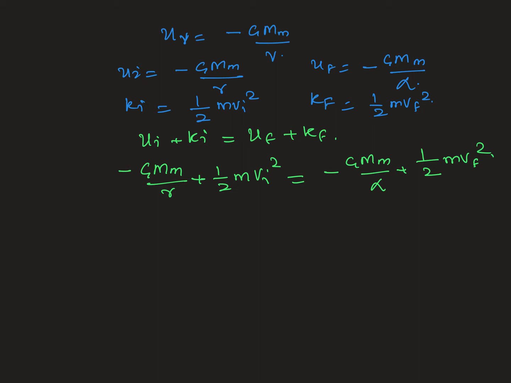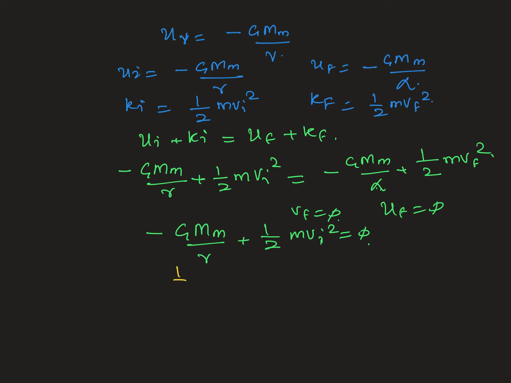And because vf is zero, and Uf is also zero. Why? Because we are dividing by infinity here. So that means minus GMm over r plus half m vi squared is equal to 0. So from here, that vi is our escape velocity we are trying to find.